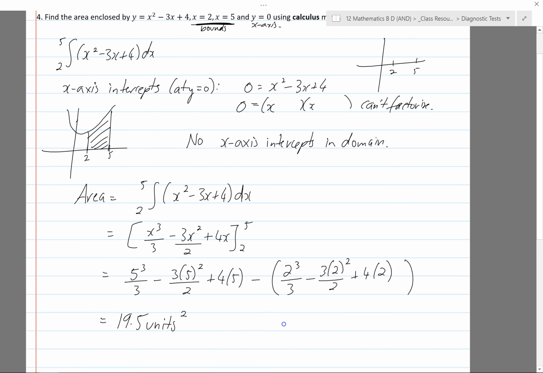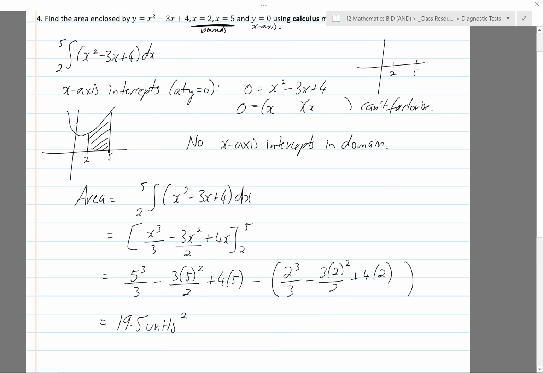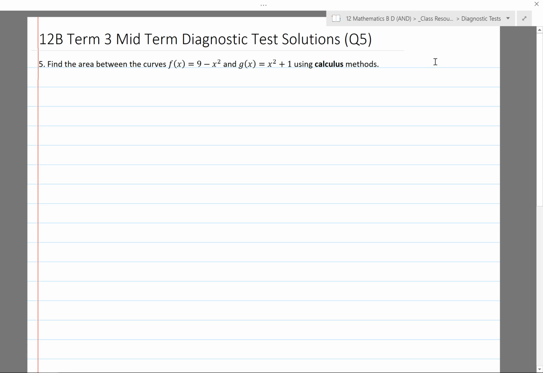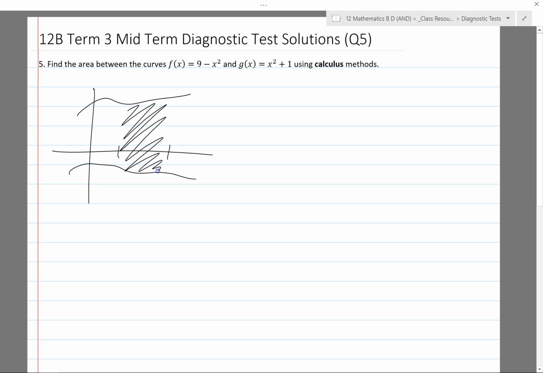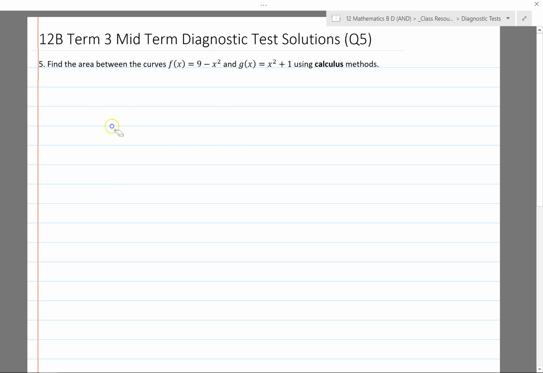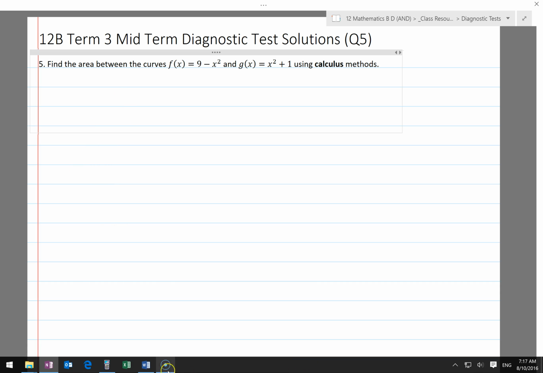Okay, so that one was relatively straightforward. Probably could have done that last term. Question 5, find the area between these two curves, f of x and g of x, using calculus methods. It doesn't tell us any domains. Okay, if I had 2 functions and it told me the domains that we wanted to integrate between these 2 points, then I could just write down my integrals. However, it doesn't tell me the domain, so it's a good idea to graph it and have a look what it looks like.